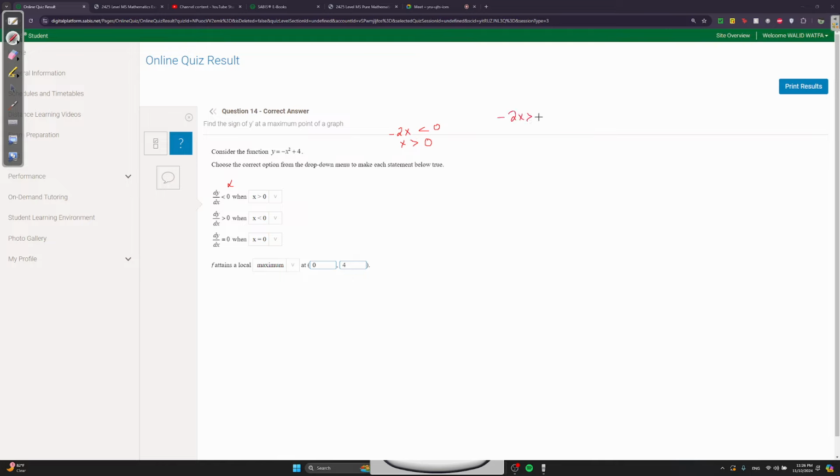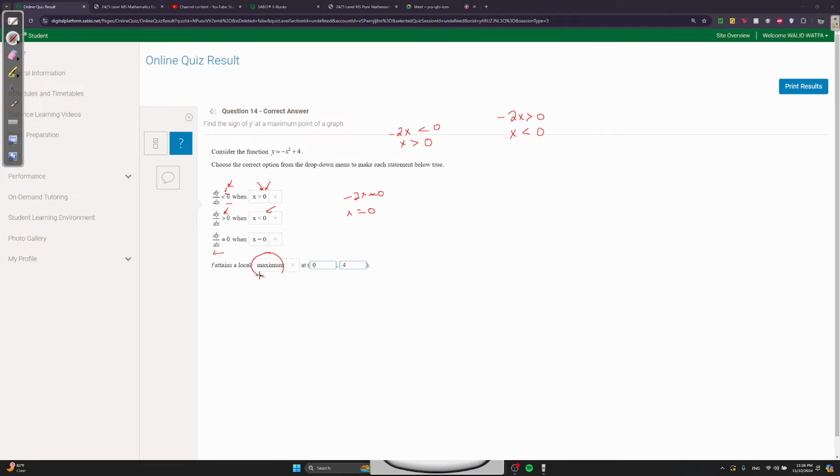How about when is it greater than 0? Divide by minus 2 again, you're going to get 0, but since you divide by minus 2, it changes sign. So when it's less than, it's greater than. When it's greater than, it's less than. When it's equal to 0, minus 2x equals 0, x equals 0. Since they're opposite, less than, greater than, that means it's a maximum.